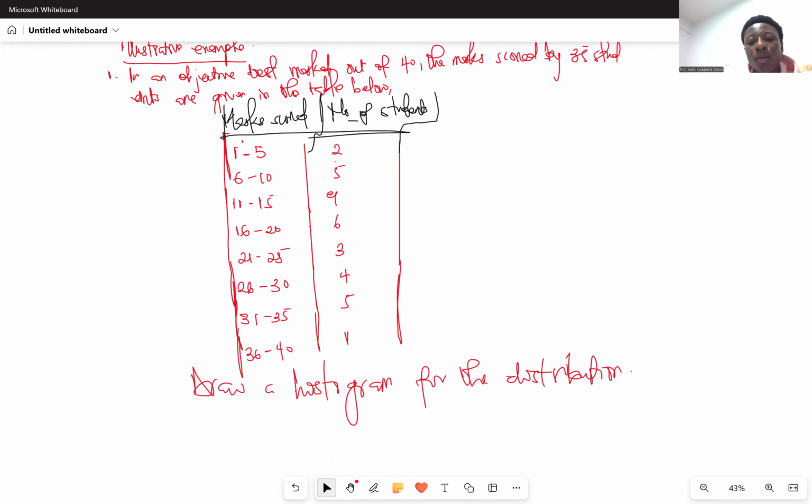So now we are about drawing a histogram. Now, this is very interesting. I said to draw a histogram, the x-axis must represent class boundaries or class midpoint. Now, this was given in interval. So the marks scored were given in interval. So you can either create a section for class boundaries and use that to draw a histogram, or you create a section for midpoint, then use that to draw your histogram.